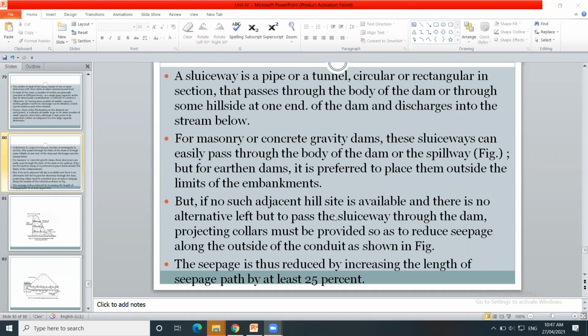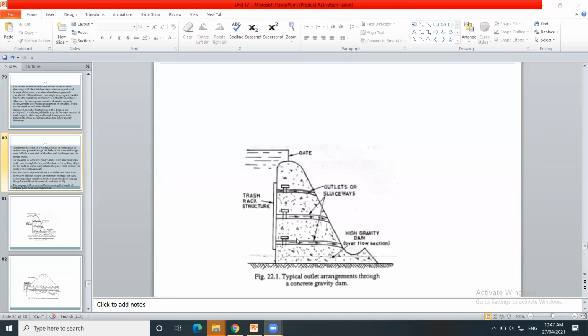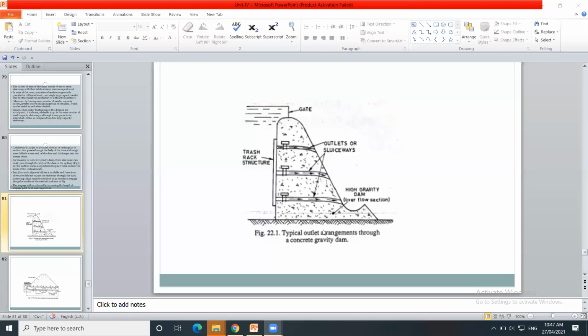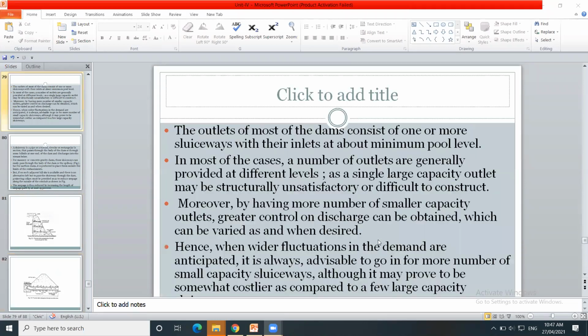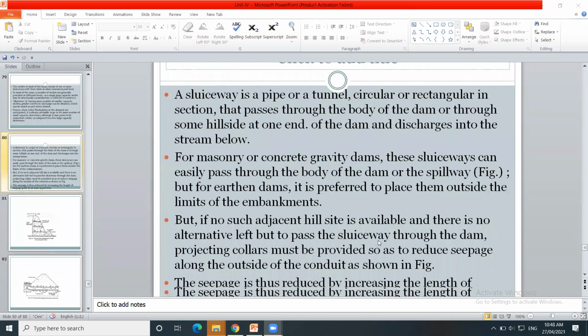That is shown in this diagram. This is a seepage path. Collars are provided to reduce the seepage. See this diagram, outlet attachment through the earthen dam. Collars are provided. This is a seepage path. This is the length of this outlet work. The seepage is thus reduced by provision of these collars.